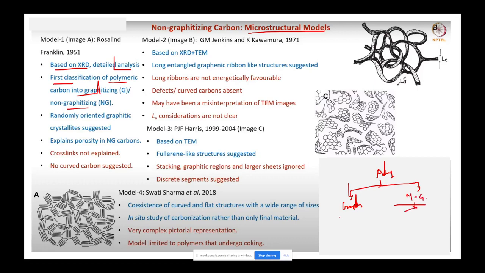Non-graphitizing cannot convert into graphite, while graphitizing can convert into graphite, which I have already said. Then randomly oriented graphitic crystallites were suggested, which explains porosity in the NG carbons. As I said, here you will get an amorphous, porous kind of structure, so that's why porosity is present here. Cross-links not explained, no curved carbon suggested.